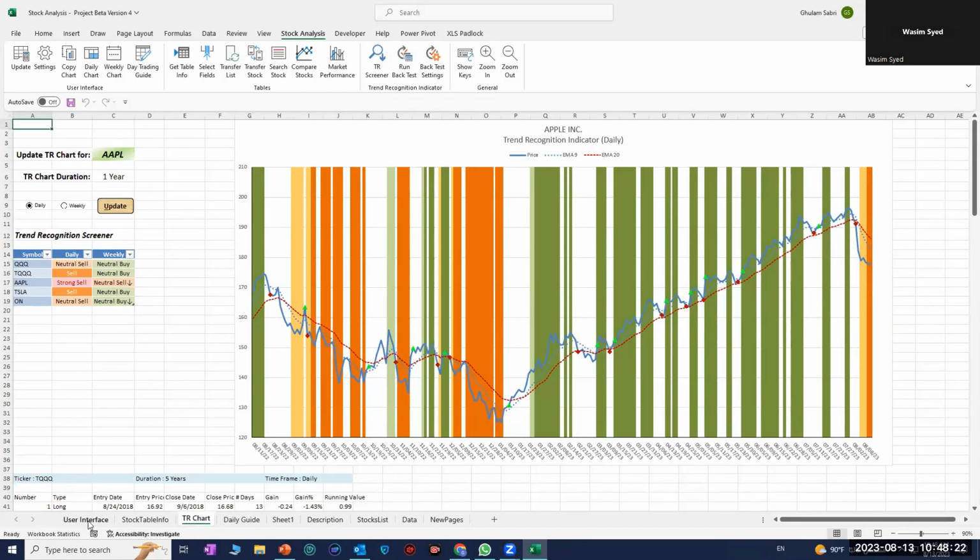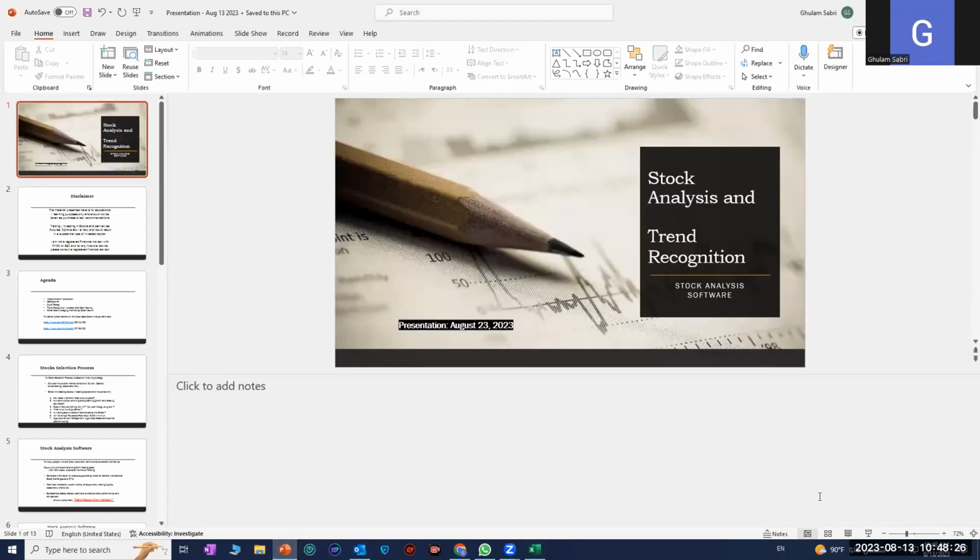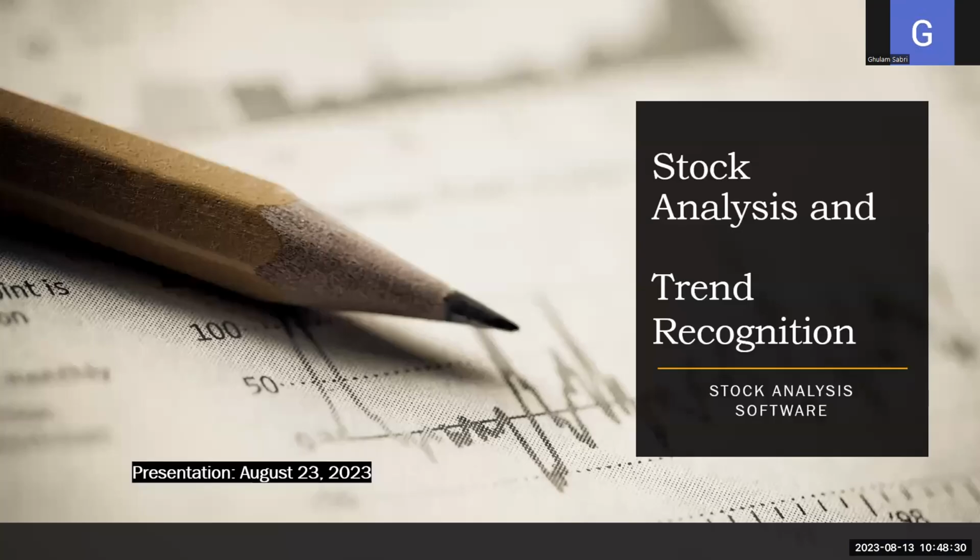All right. So for those who are joining for the first time, I'll start over and give you a short introduction to the software that I have made. This is basically an Excel-based software. Everyone who uses Excel can use this software, and I have named it stock analysis and trend recognition stock analysis software.